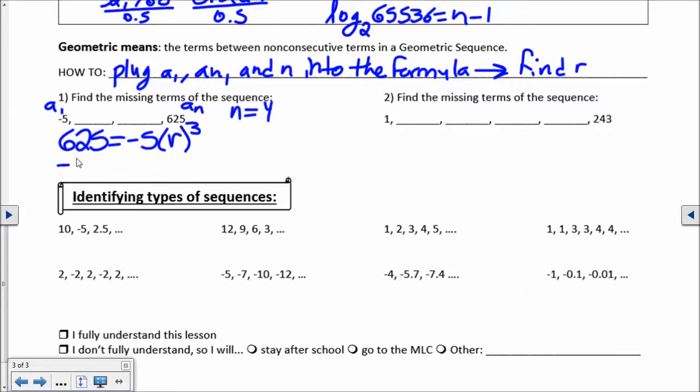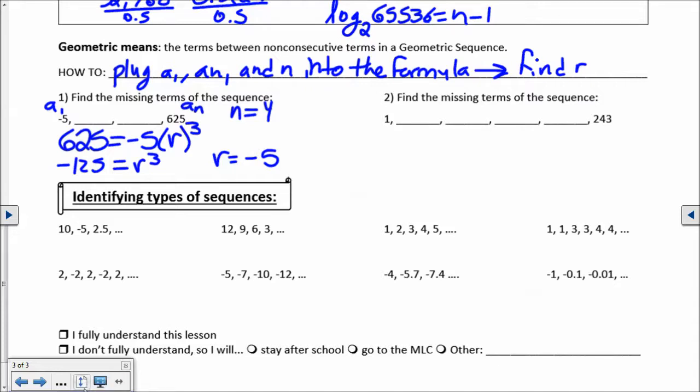Okay, so I would give you -125. What does r stand for? Ratio, common ratio. Now how do I find r? You take the cube root. So it's the cube root of -125. I want to say 5, but it's negative, so it's -5. That's what we're going to multiply throughout the sequence.